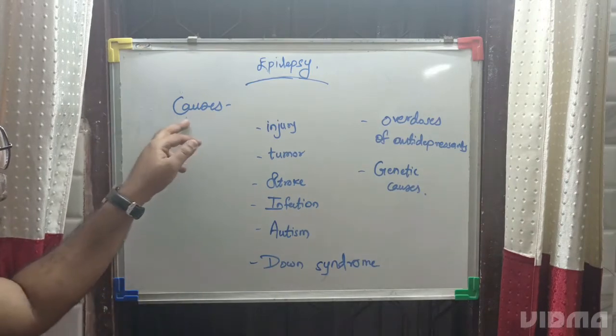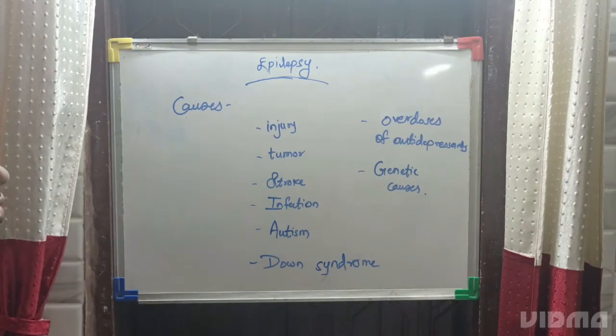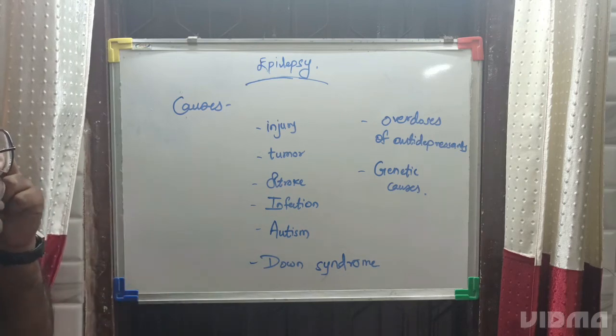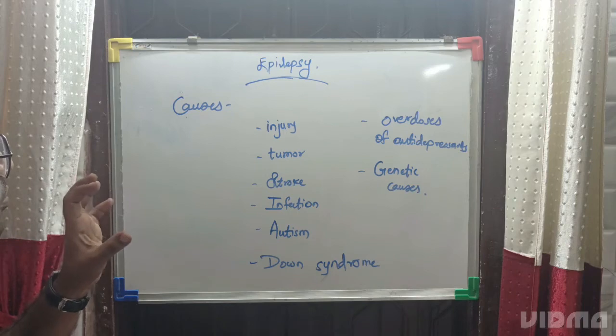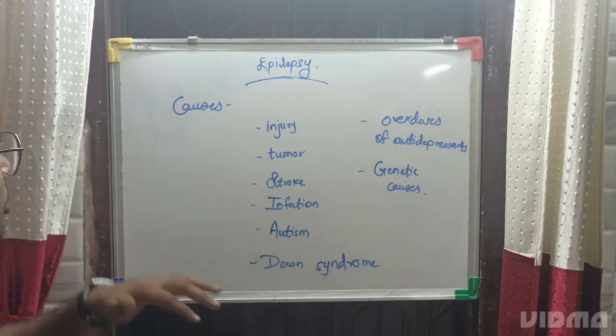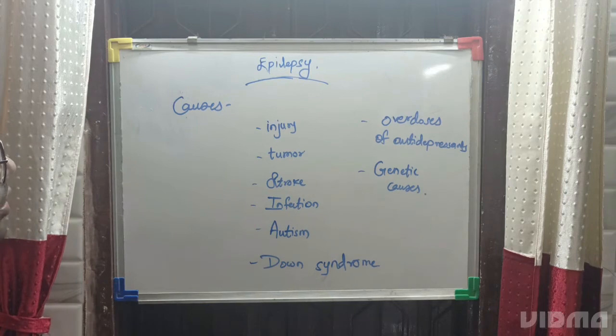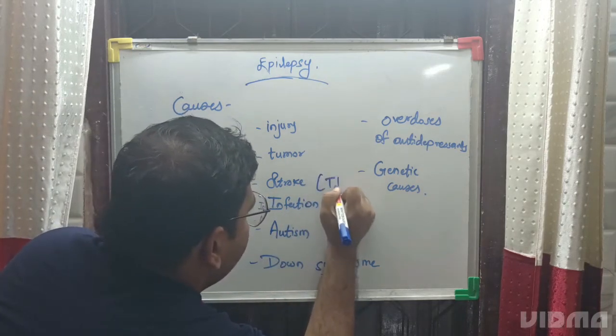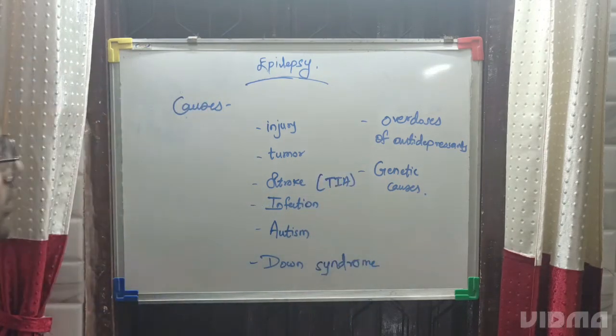Now we will focus on the causes of epilepsy. The first one is injury. Injury causes a specific area of the brain to excite more. The second one is a tumor, any brain tumor. Then stroke, which is also called a transient ischemic attack. The infection, which may be meningitis.